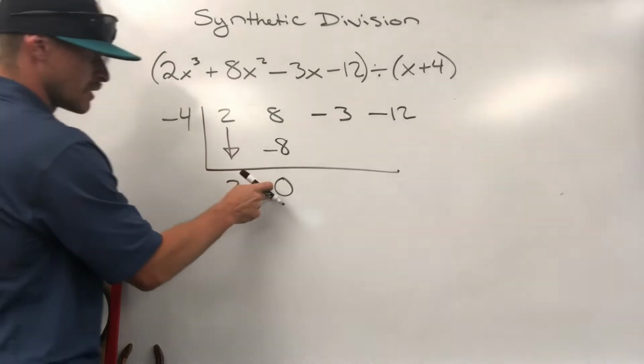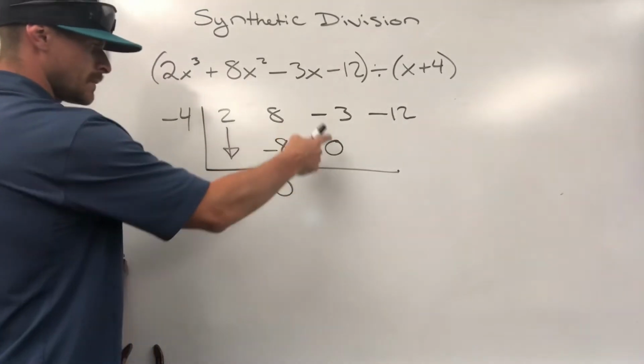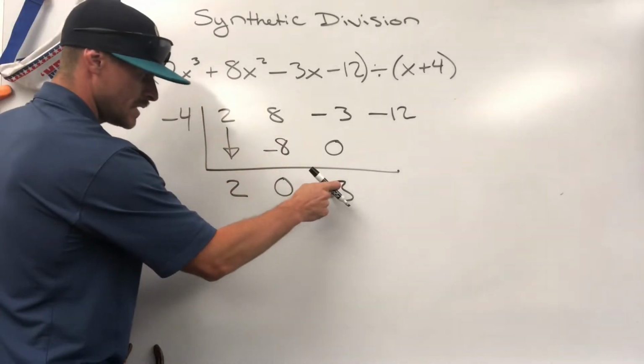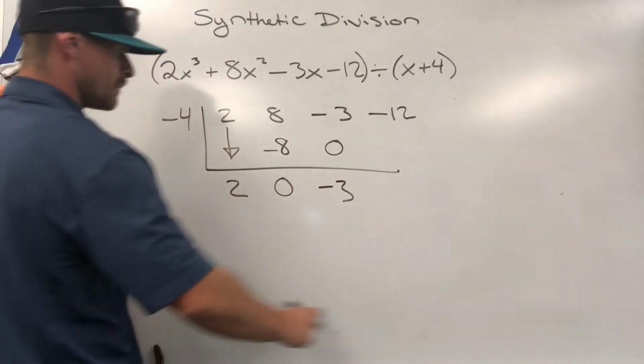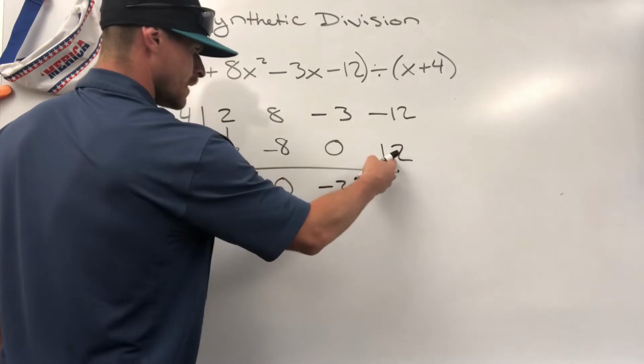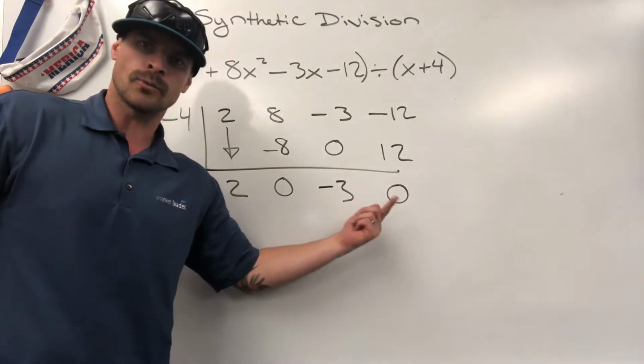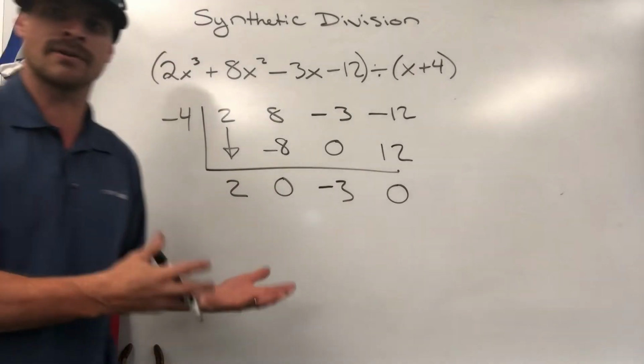Negative 4 times 0 makes a 0. Add them together to get a negative 3. Negative 4 times negative 3, two negatives multiply together to make a positive. Add them together, and you want to end up with a 0 here at the end. And the reason that we want that is it means we don't have a remainder.